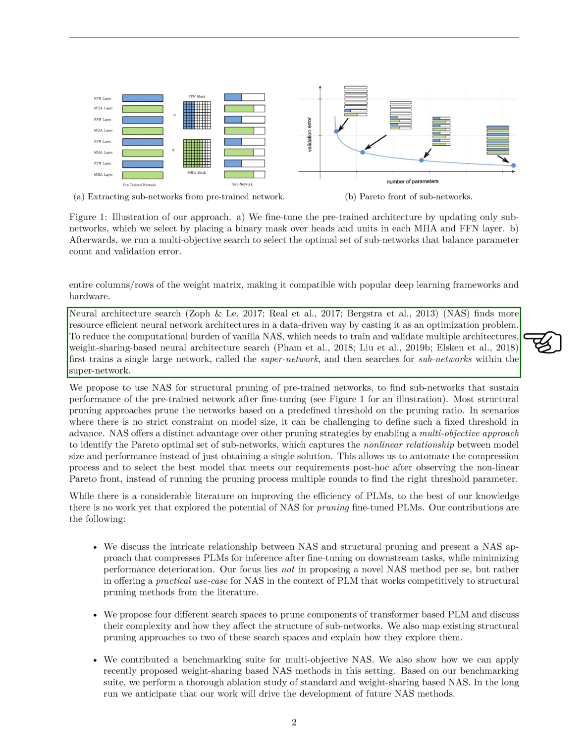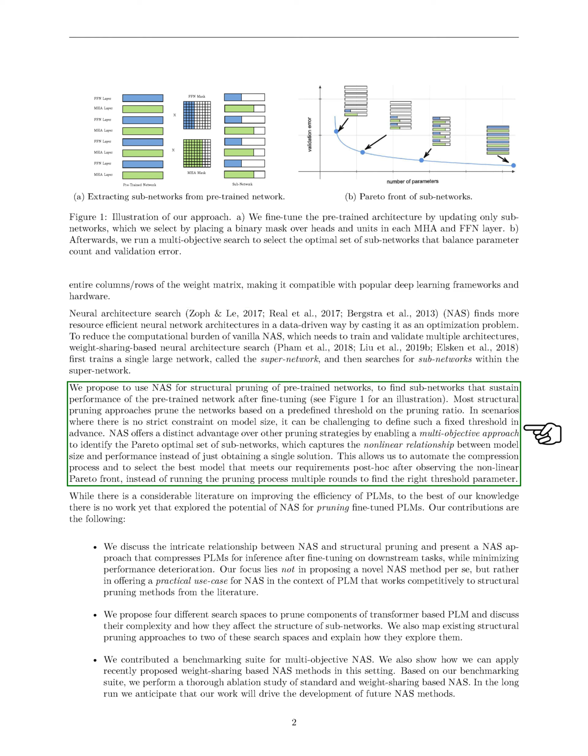Neural architecture search, NAS, is a method that automatically finds efficient neural network architectures by treating it as an optimization problem. To reduce the computational cost of NAS, weight-sharing-based NAS first trains a super network containing all possible architectures and then searches for the best subnetworks within it.